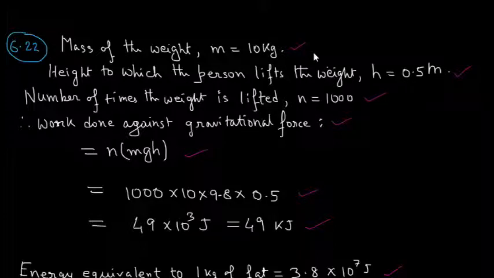Mass of the weight m is equal to 10 kg, height to which the person lifts the weight h is equal to 0.5 meter. Number of times the weight is lifted n is equal to 1000. Work done against gravitational force is n multiplied by mgh. So putting the values of n, m, g and h, we get 1000 multiplied by 10 multiplied by 9.8 multiplied by 0.5. Upon multiplying, we get 49 multiplied by 10 to the power 3 joule, that is 49 kilojoule.